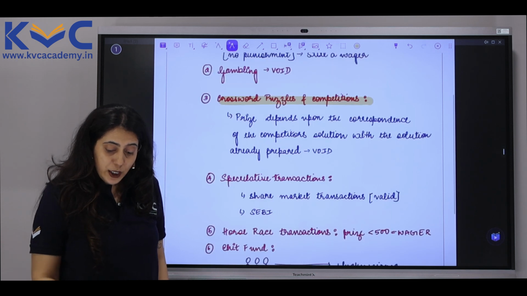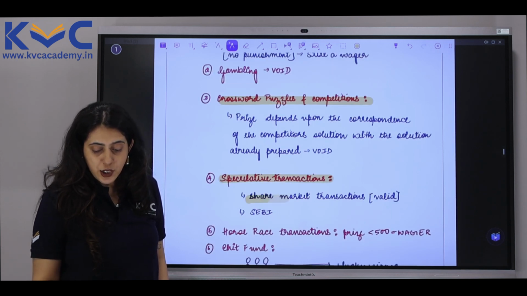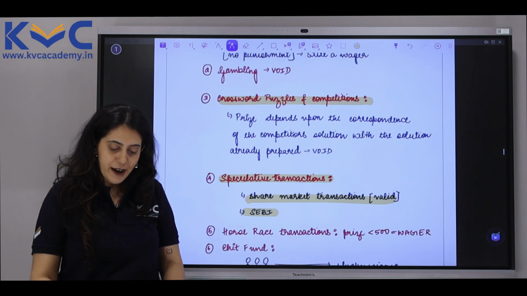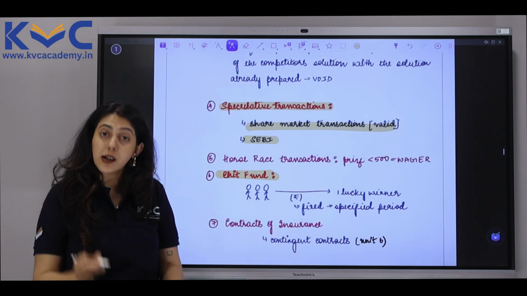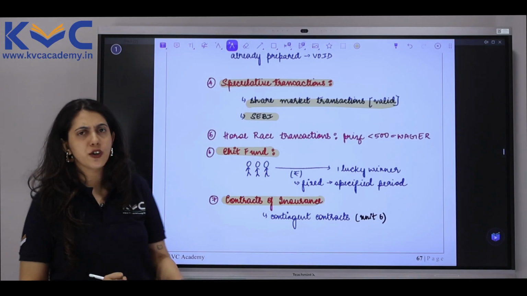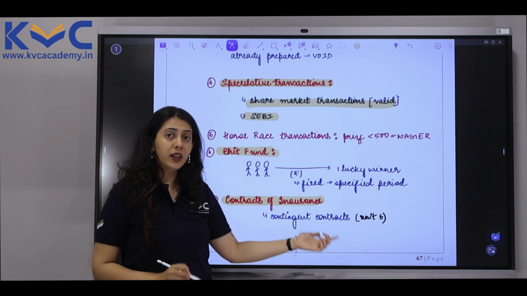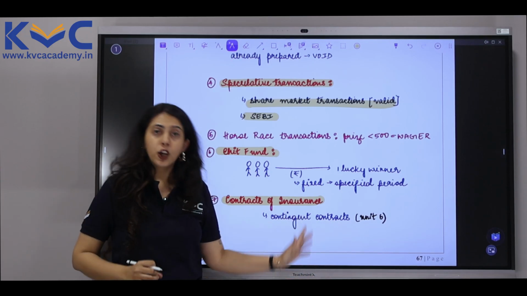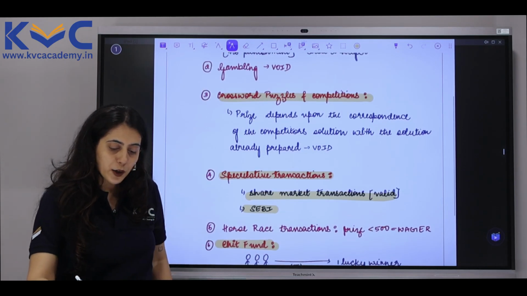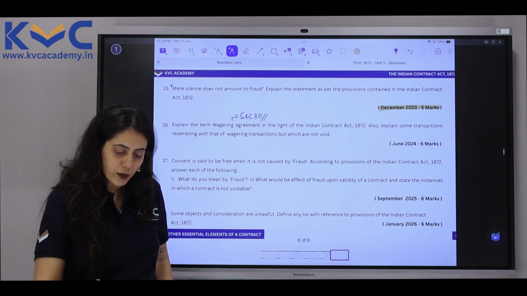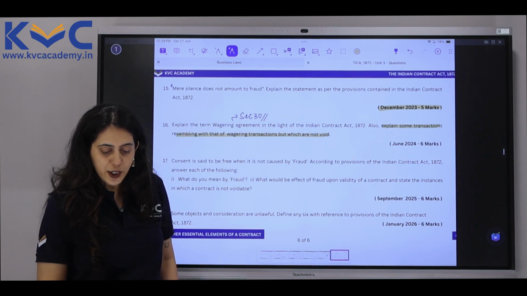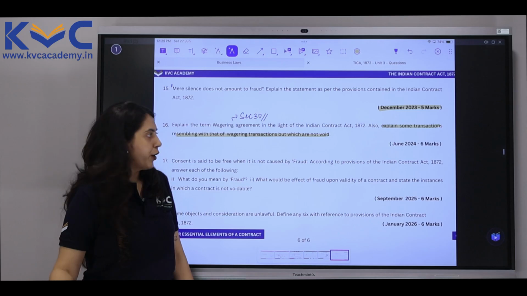Then, speculative transactions, share market transactions which are authorized by the Securities Exchange Board of India, absolutely valid. Chit fund transactions are also considered valid. And last one, contracts of insurance, which you have learned in detail under Unit 7, which is contracts of indemnity. Those cases are also valid. So all of these 4 points will form a part of your second part of the question: some transactions which resemble wagering transactions but which are not void.